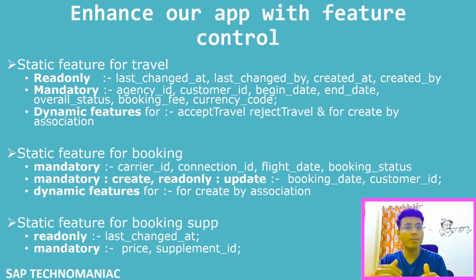We will enhance our application which we have created for the processor, not for the approver, and we will make some of the fields read only, some of the fields mandatory during the creation. For example, in travel, we want to make some of the administrative fields, like who changed this particular entity, when it got changed, last change by, last change date, and created by, all read only. Travel ID we already made read only in my previous video.